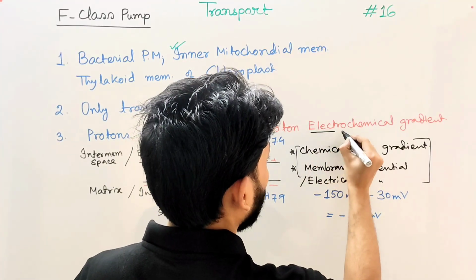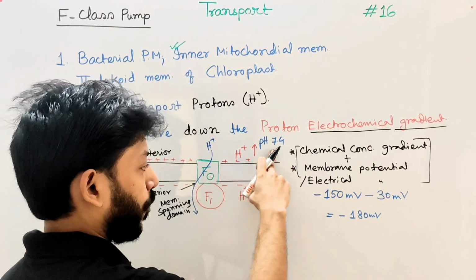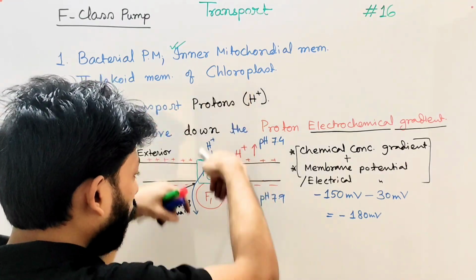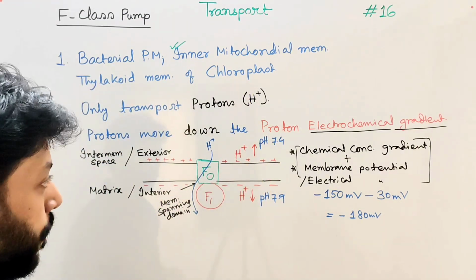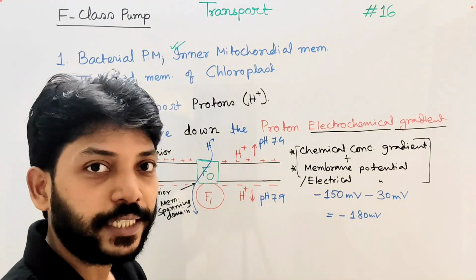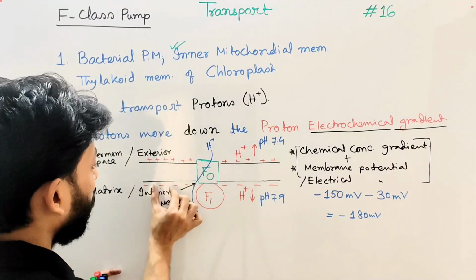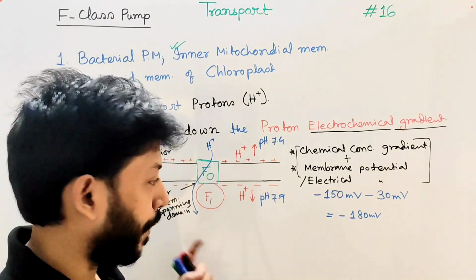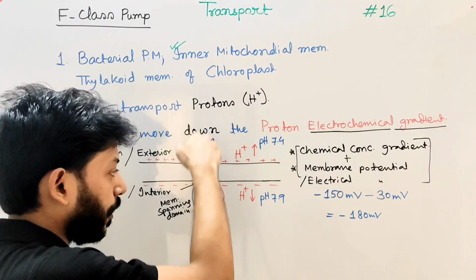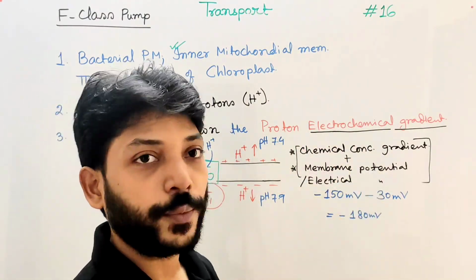Remember this, electrochemical gradient, because here the chemical concentration gradient of the proton and the membrane potential or electric potential combine to move these protons inside our matrix. Ions move from higher to lower concentration, so it will move easily. Not only that, another driving force is the negative charge inside the matrix. That's why the positive protons are attracted more towards the inside. So these two factors combine to make the proton electrochemical gradient.